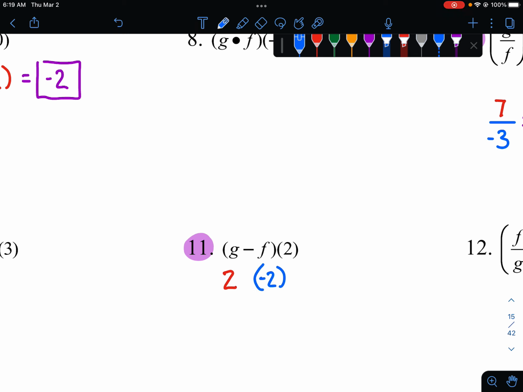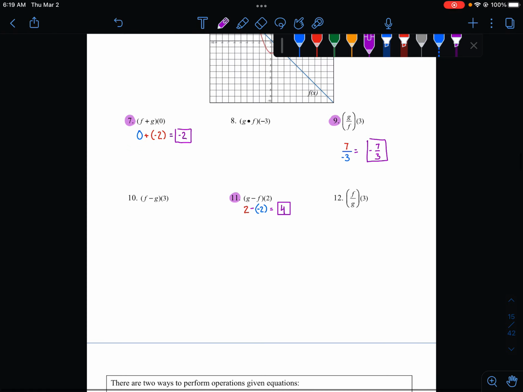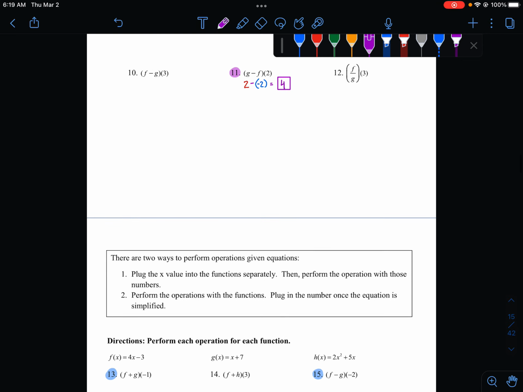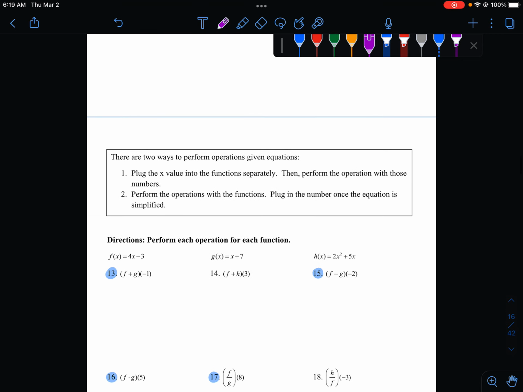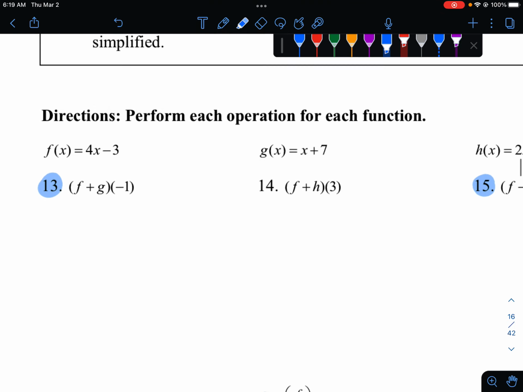This is not going to be 0 because they're telling me to subtract. So that is 2 minus -2, which is just going to give me 4. Okay, so be careful with the order there. But we can kind of figure out using the graph what we need to do there. So we'll take a look at these equations.